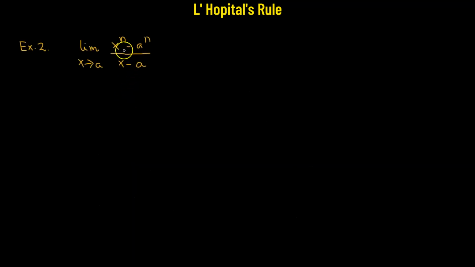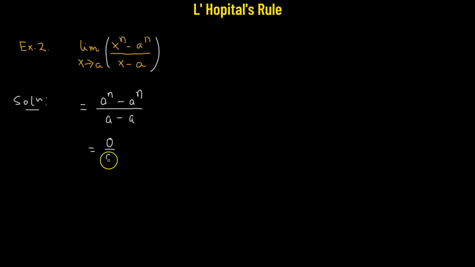So here we have the function x raised to the power of n minus a raised to the power of n, divided by x minus a, and we want to obtain its limiting value when x approaches a. We always have to begin by first calculating the value of this function at this limiting point. So that means we have a raised to the power of n minus a raised to the power of n, divided by a in place of x. This gives us an indeterminate form, which is 0 over 0, so we should apply L'Hopital's rule.